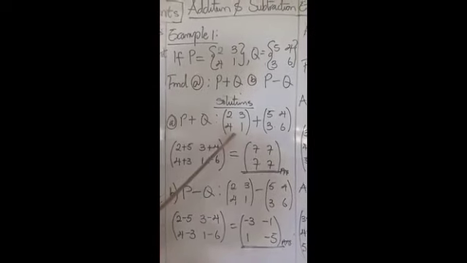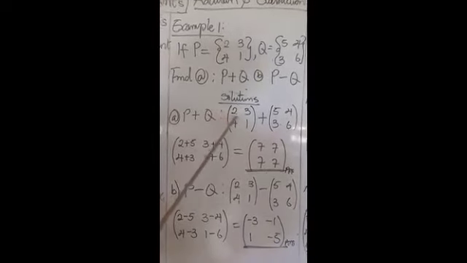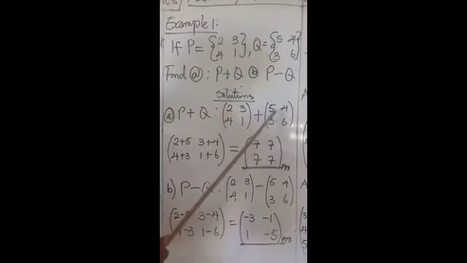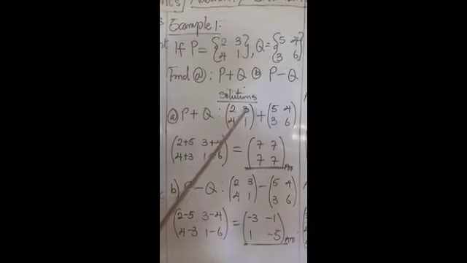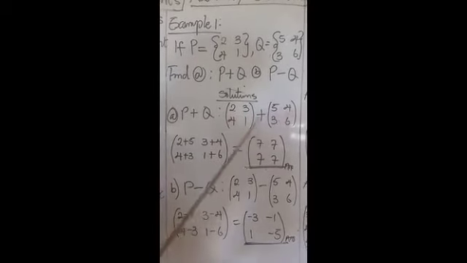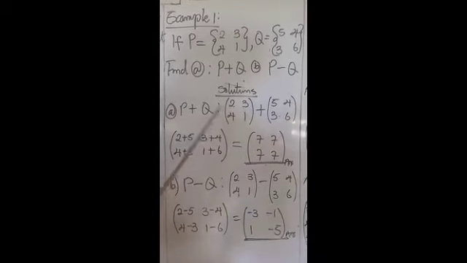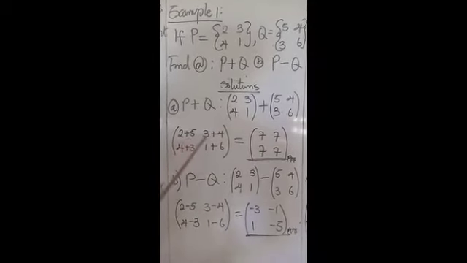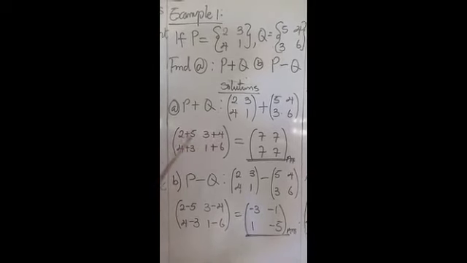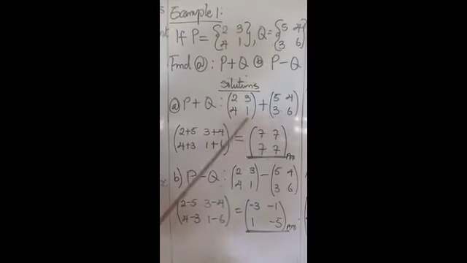Solution. We find that this is for P and this is for Q. In adding them, you add 2 plus 5 and 3 plus 4. You add this row and this row to it. You add this second row to this second row. That is why you now see 2 plus 5 and 3 plus 4, then 4 plus 3 and 1 plus 6, which is this and this.